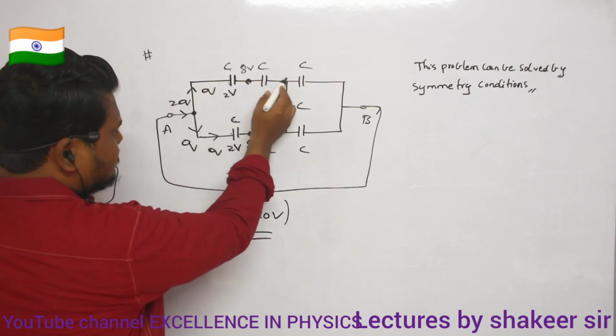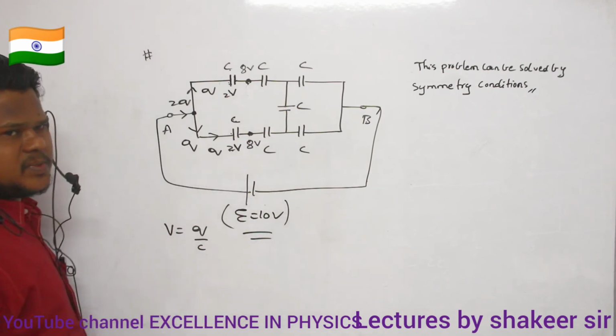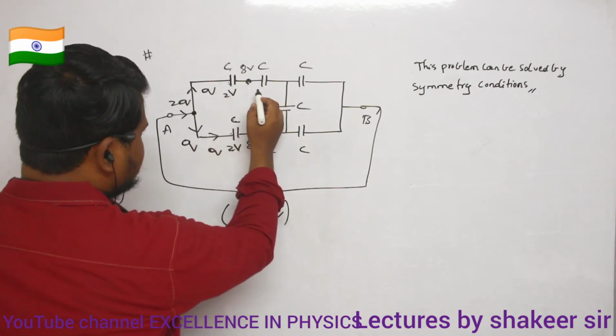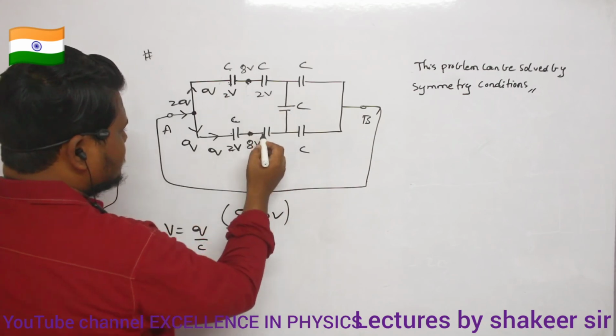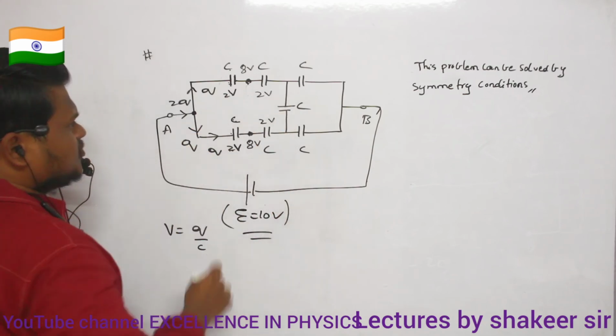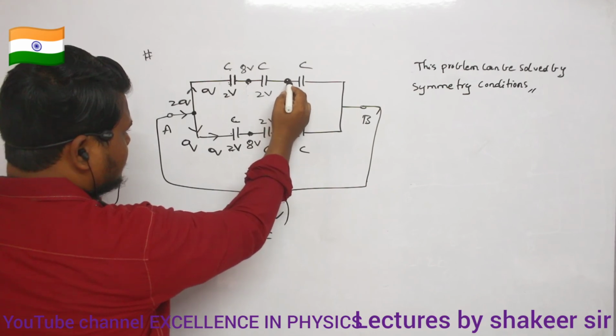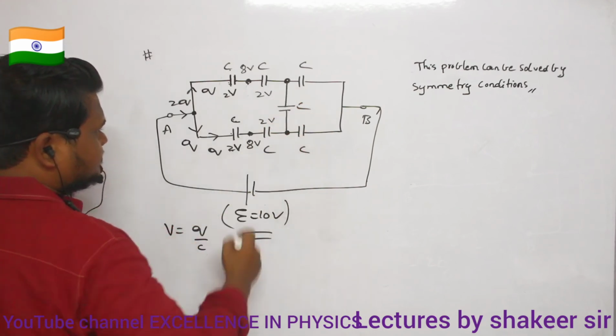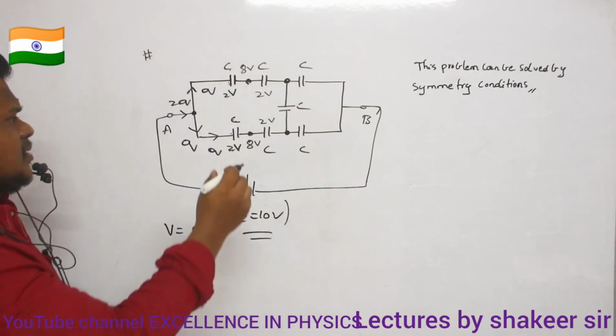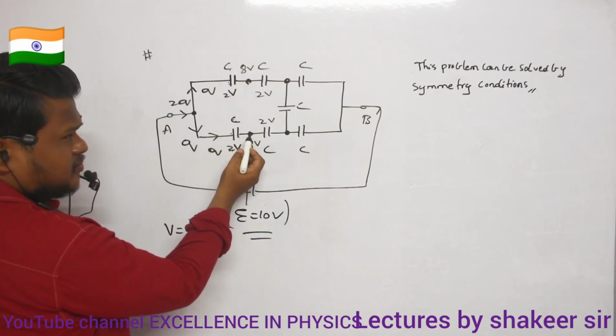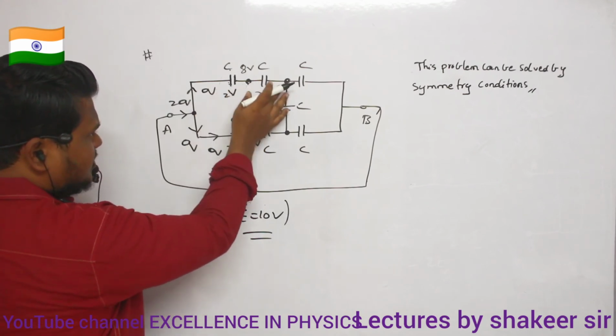Now charge enters into this capacitor and charge enters into this capacitor. So let us consider this one is again taking 2 volts. This one is also again taking 2 volts, for example. So now what is the potential here and here? Here I have 8 volts. Here also I have 8 volts. So charge will enter into these capacitors.